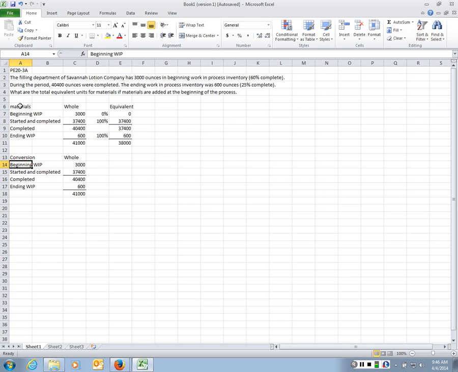Now, conversion costs are not added at the beginning like materials were, so we're going to have to account for those a little differently. So what I need you to do is just take a look at this. We're going to use the same problem. This is for materials, this is for conversion. It said that those 3,000 ounces were 60% complete in our reading. That 60% complete meant for conversion that they got 60% of their conversion costs at the beginning.